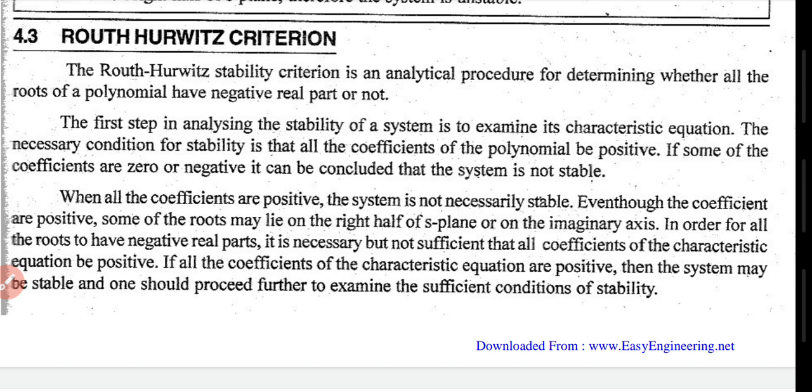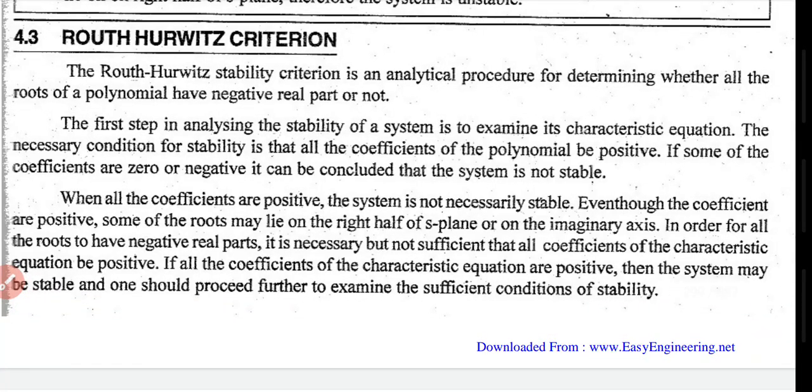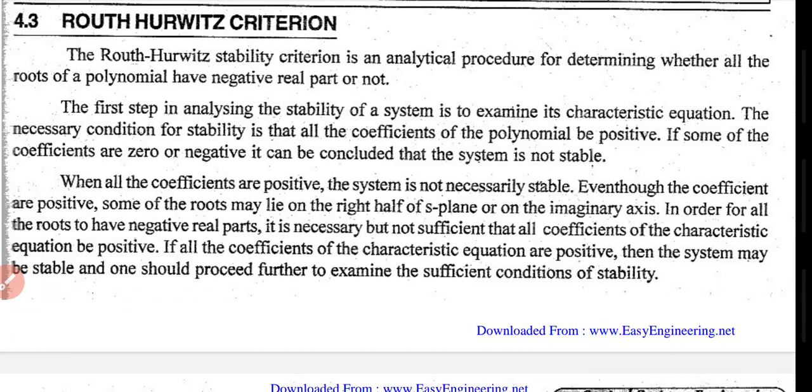That polynomial is considered for finding the stability, and for that polynomial you are finding the roots. After finding the roots, based upon whether the roots have a negative real part or not, you are saying whether the system is a stable system or not. That actual criterion is what you call the Routh-Hurwitz criterion.